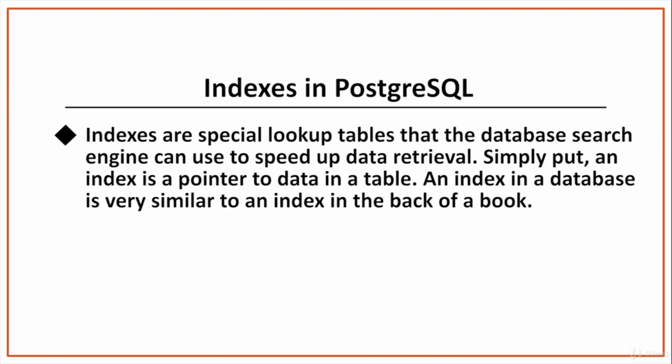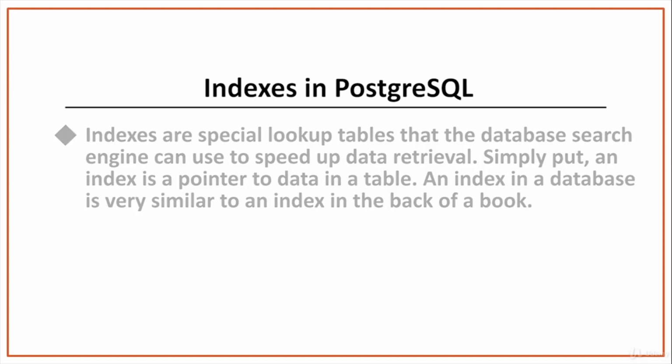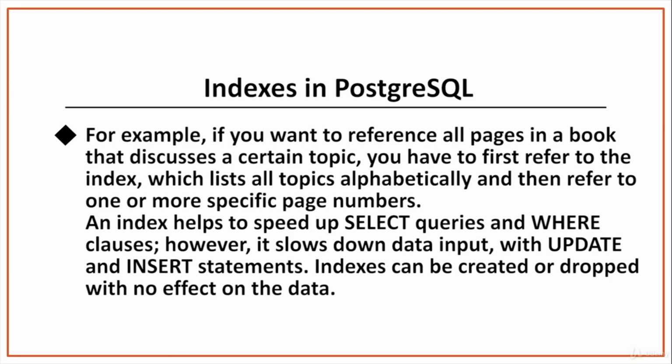Indexes are special lookup tables that the database search engine can use to speed up data retrieval. Simply put, an index is a pointer to data in a table. An index in a database is very similar to an index in the back of a book. For example, if you want to reference all pages in a book that discuss a certain topic, you first refer to the index, which lists all topics alphabetically, and then refer to one or more specific page numbers.